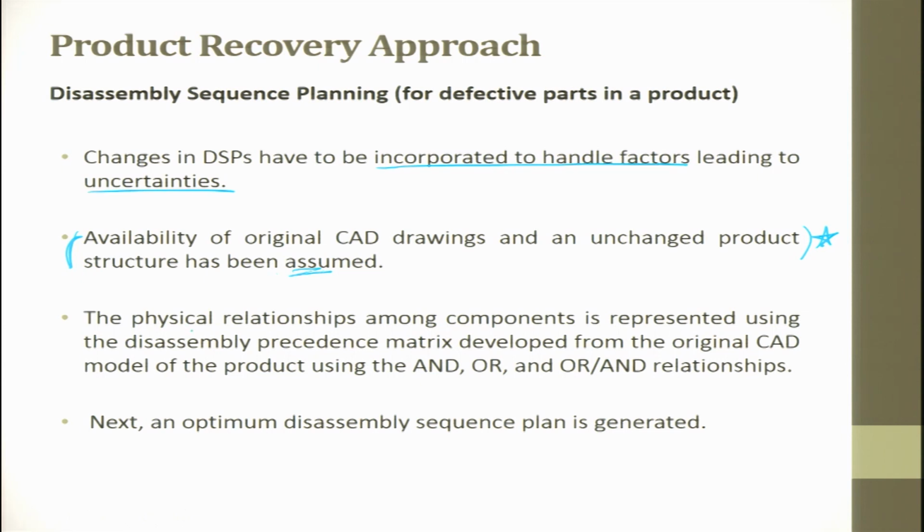Next, the physical relationship among components is represented using the disassembly precedence matrix developed from the original CAD model of a product, using AND and OR relationships. Next, an optimum disassembly sequence plan is generated. So, this is all for defective parts in a product.